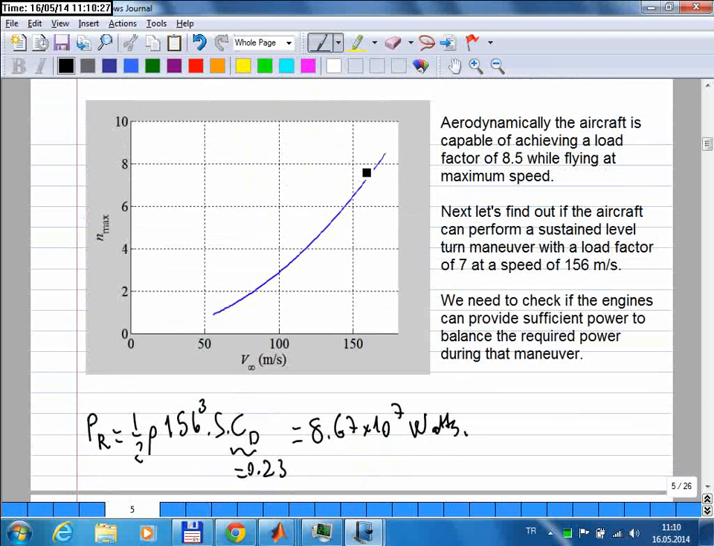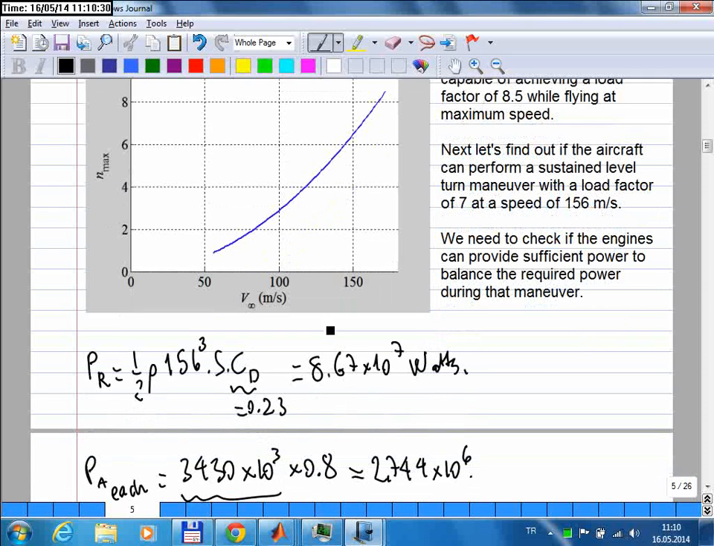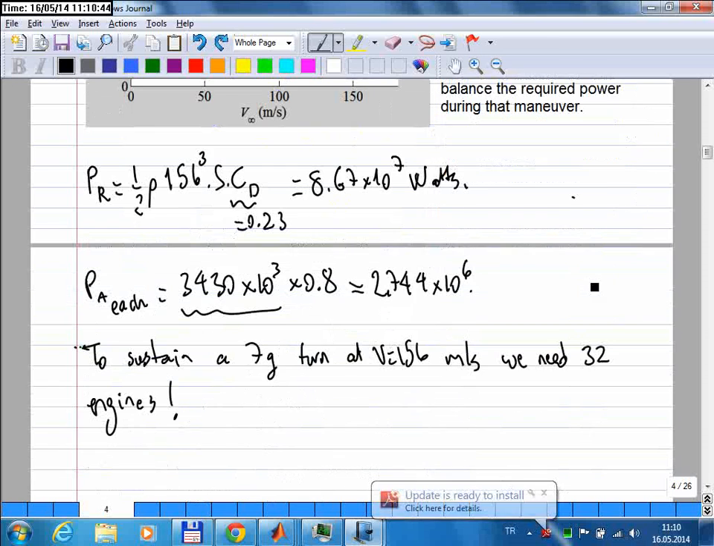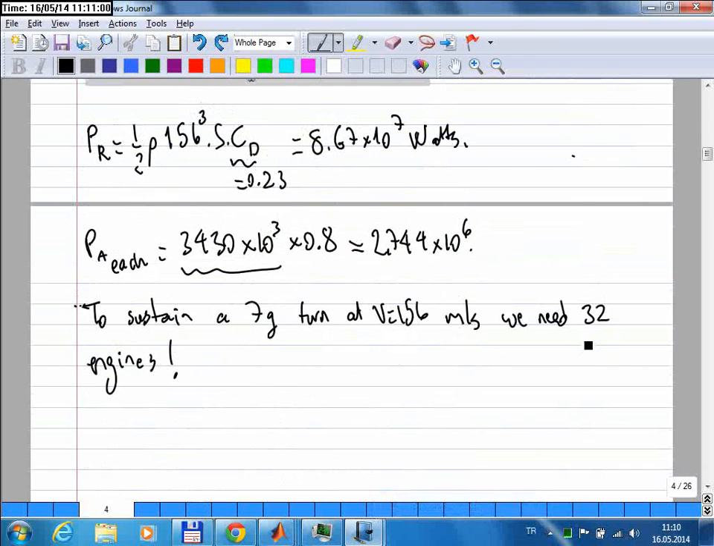maximum value, the drag coefficient will reach this value, 0.23, and at that point the required power will be this much. If you want to keep turning, if you want to complete that maneuver starting at that condition, you need to provide this much power to the aircraft, and if you use these engines you need 32 of them. So obviously the aircraft cannot make a sustained level turn maneuver at that speed and load factor. Okay.